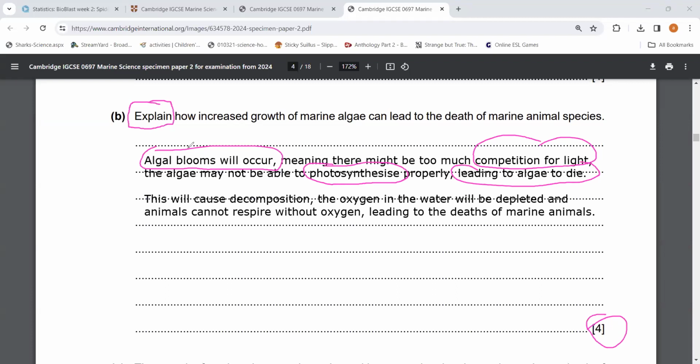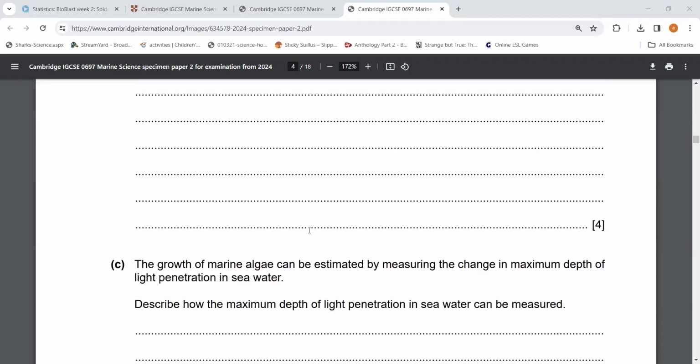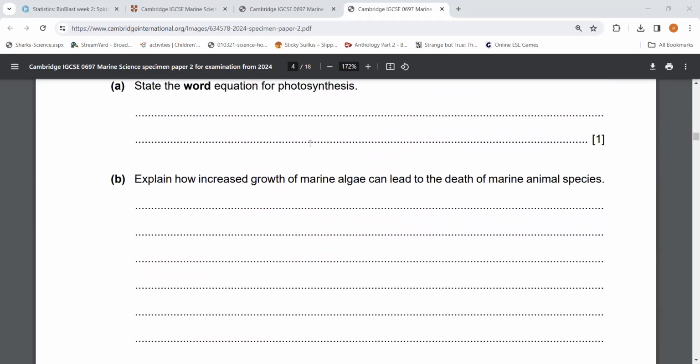So I could have actually stopped there and saved a bit of my time. But you can see that all of those 4 things have got 4 marks. It's a 4-mark question, so I can't get more than 4 marks. But just to show you that you don't necessarily have to have said all of this, I'd also get a mark if I'd said decomposition, maybe in place of one of the other things, about the oxygen decreasing, and about the respiration and the death of animals. So you don't have to have said all of those things, but you would say a combination of those 4 things. Okay.